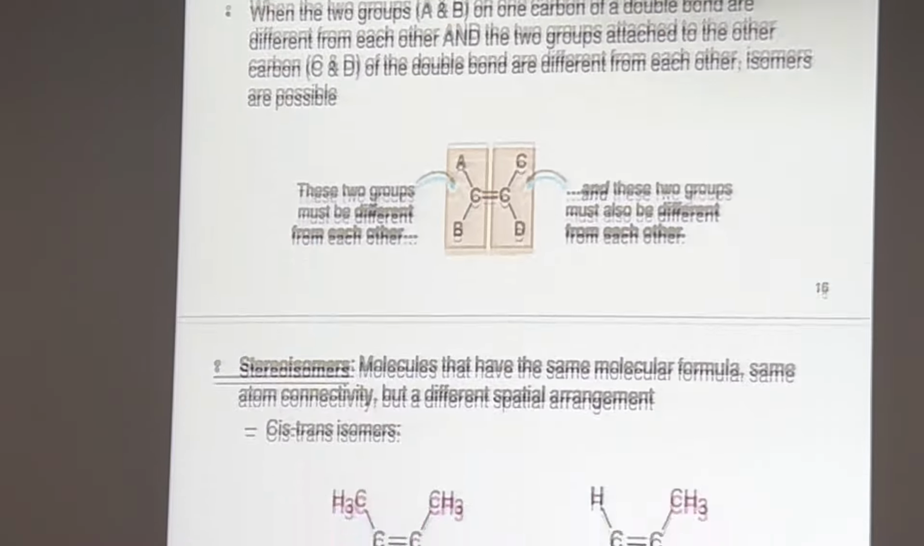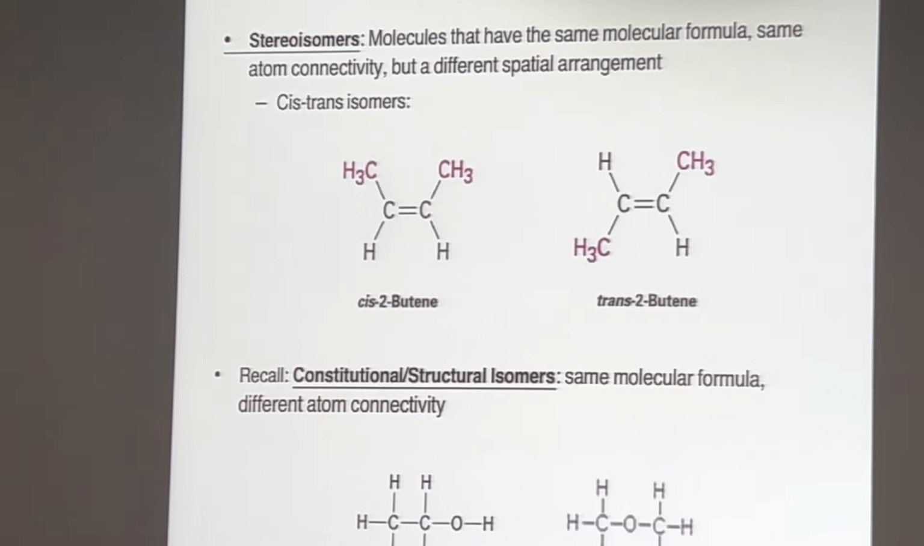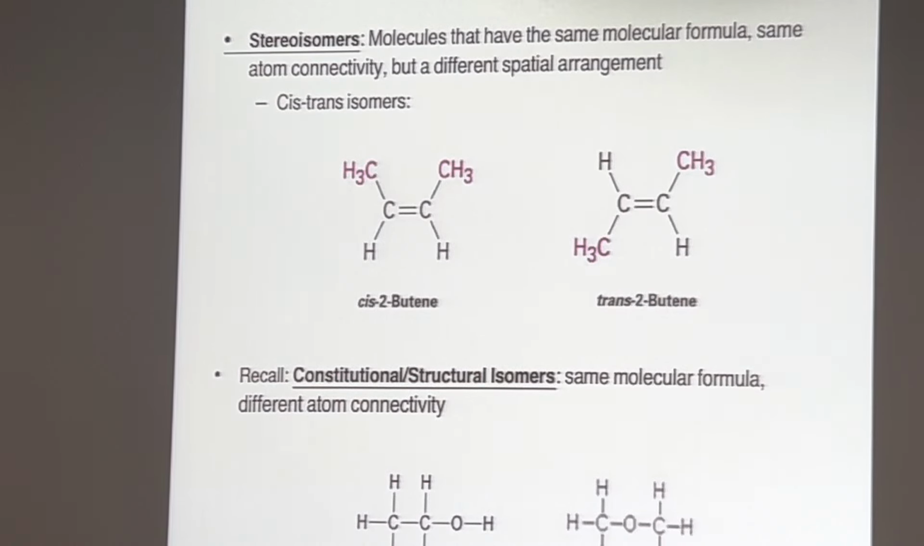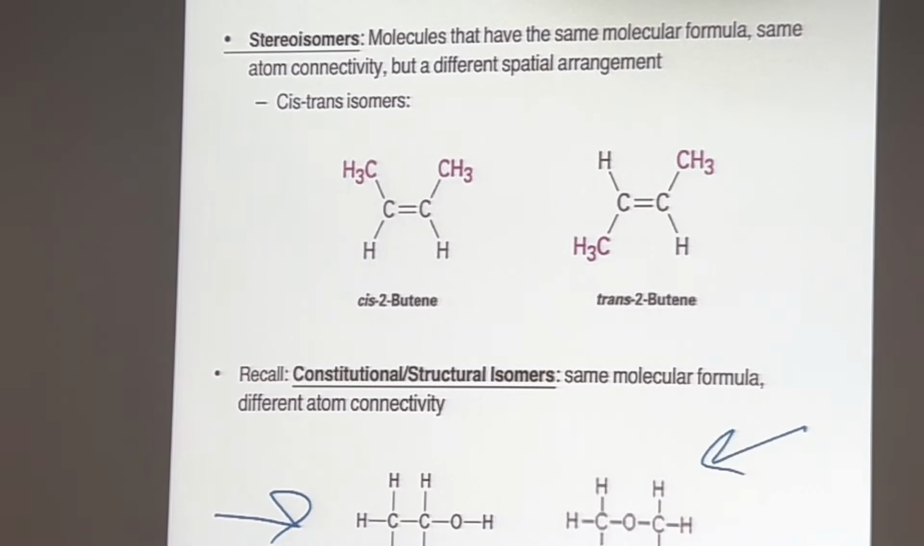So, cis-trans isomers, these are special isomers called stereoisomers. So remember we've done regular isomers, which are also called constitutional or structural isomers. Those ones have the same molecular formula, they just connect the atoms in a different way, so different connectivity.